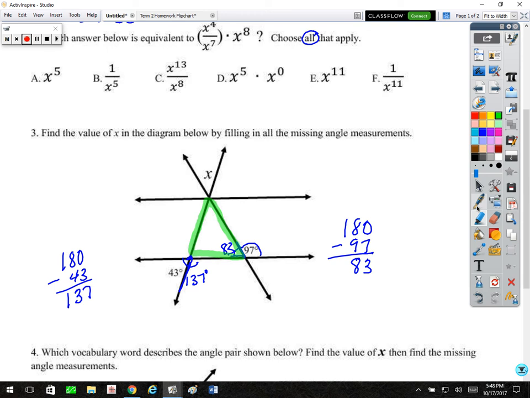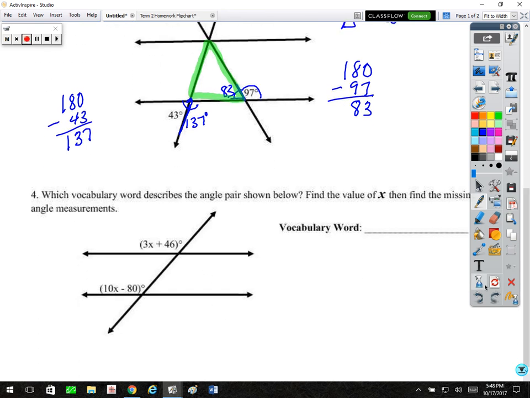Remember, triangles have to measure 180 degrees. All three measurements have to add up to be 180 degrees. So just remember that as you find that part. Which one describes this? Okay, these are the ones we've been working on in class.